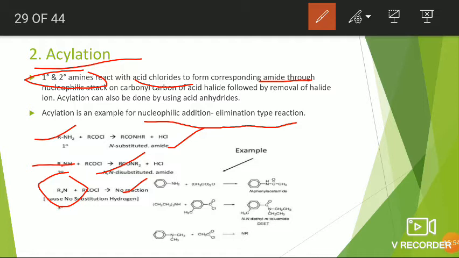In the case of aromatic amines, they also undergo acylation with acylating agents such as acid halide or anhydride. Here, for example, the primary amine, that is the best one, is aniline.